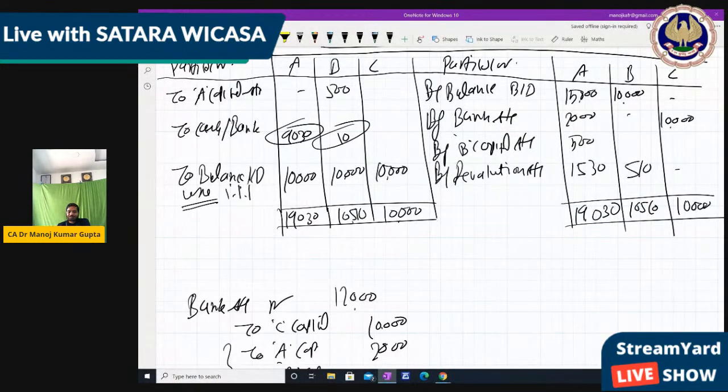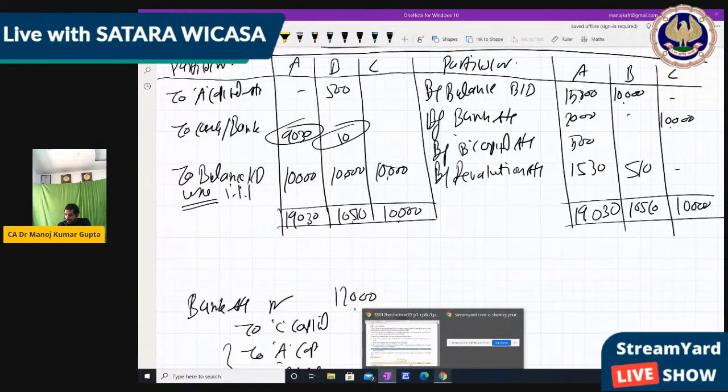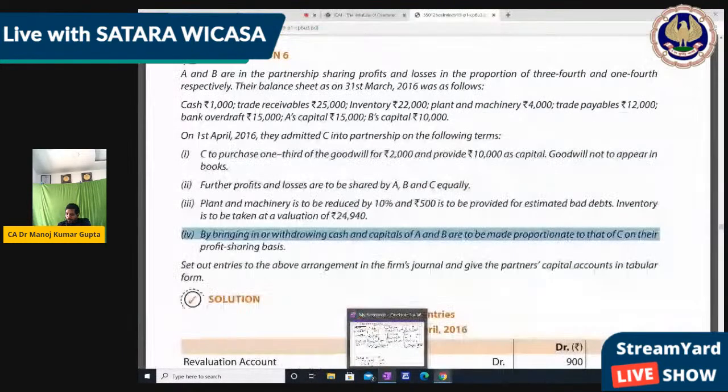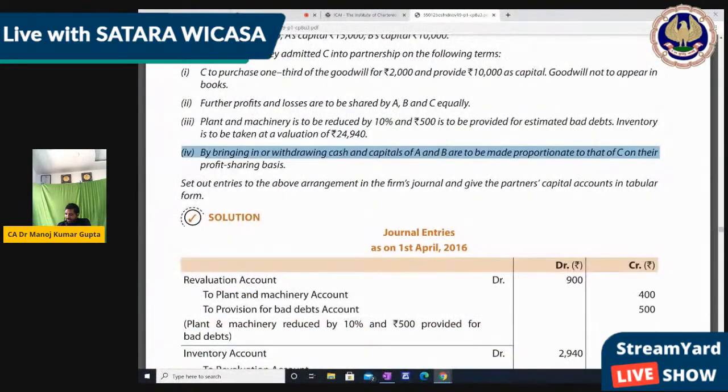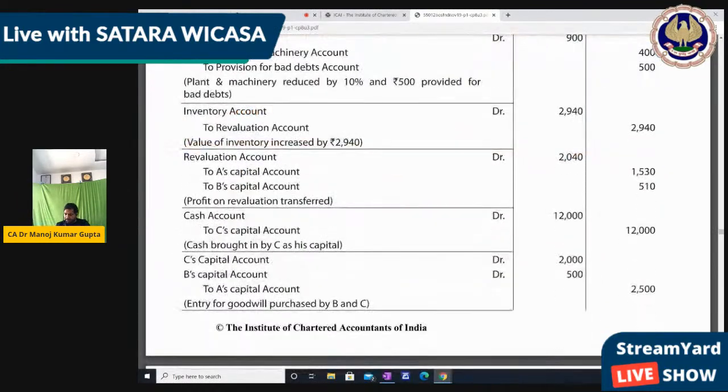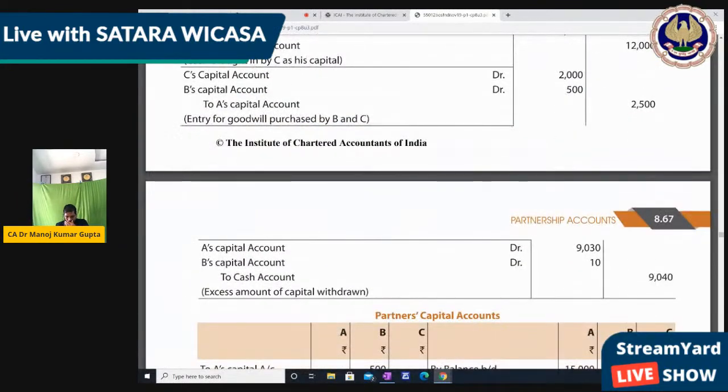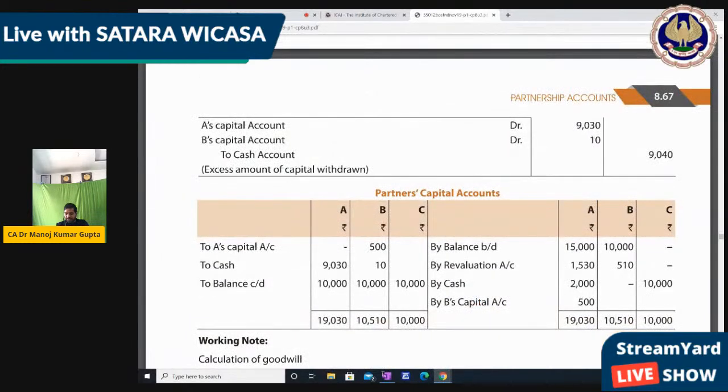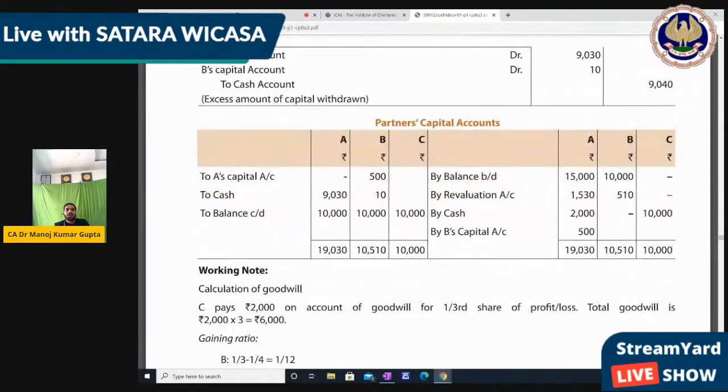No doubt? Okay, go ahead. Next part, we can check this answer also if they had made the capital. Yes, he had withdrawn cash 9,030 and 10, and their balance is 10, 10, 10 each. Okay.